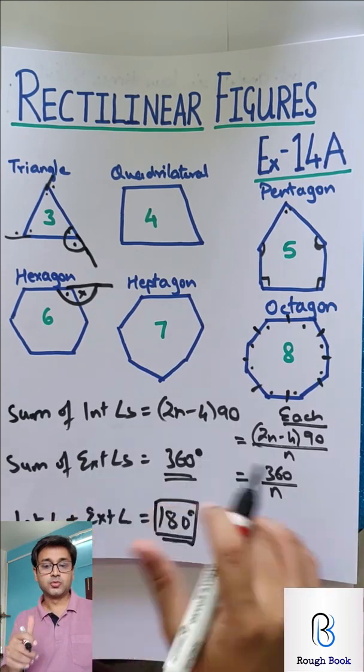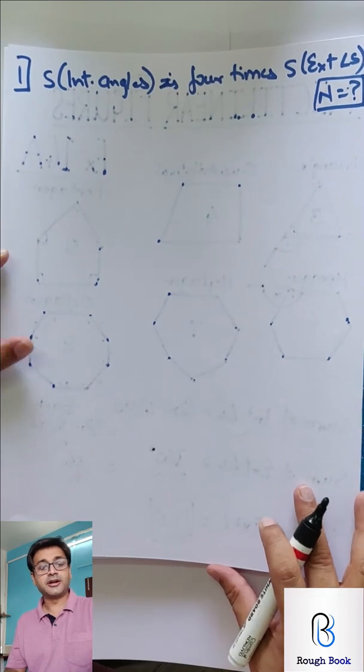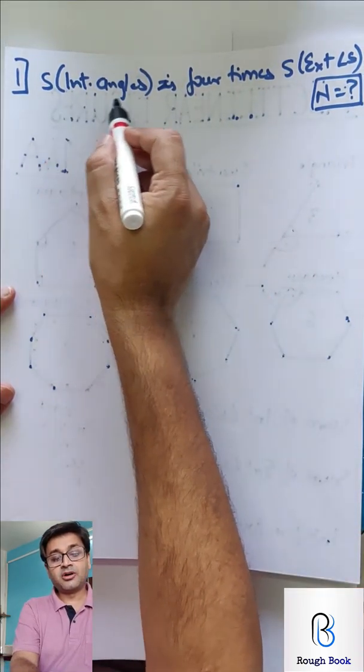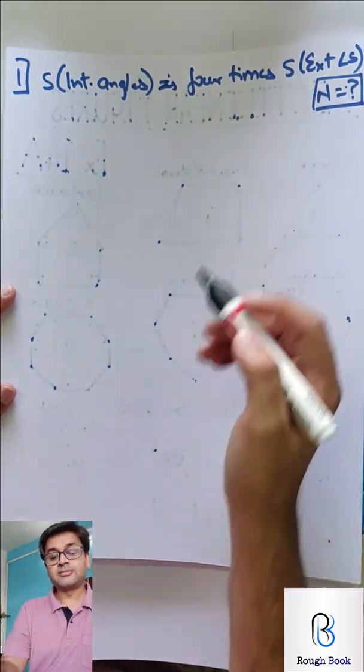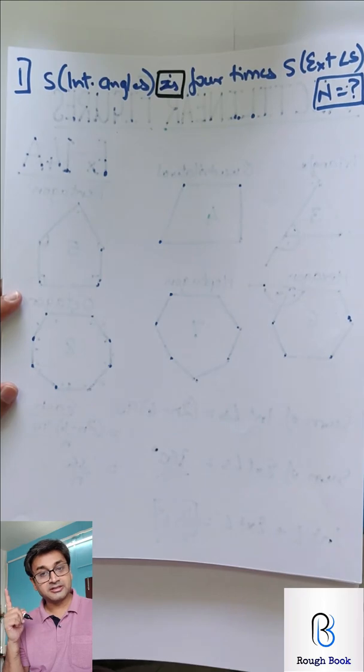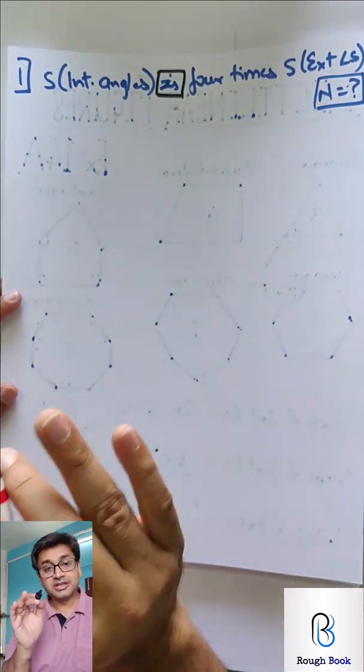Everybody? Super. I want everyone to try sum number 1 on your own. I am pretty sure you will manage to get it. It says the sum of interior angles is 4 times the sum of exterior angles. So your separator is here. Remember, in simultaneous equations, the separator "is" means equals to.